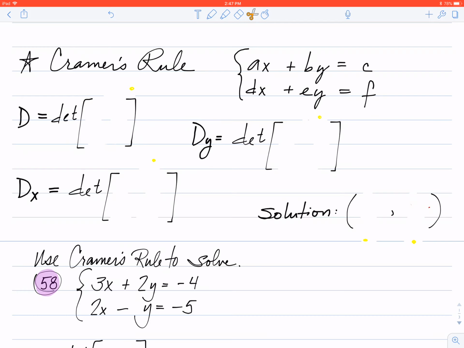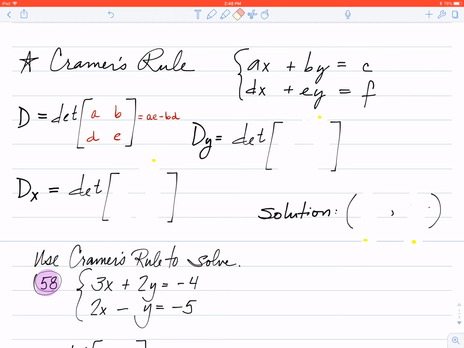If I want to find a normal determinant, then I'm only going to use the coefficients of my x's and my y's. I'm just going to use my coefficient matrix. So you'll see here that I'm going to find the determinant of my coefficient matrix. We understand at this point that this means I'm going to have A times E minus B times D.